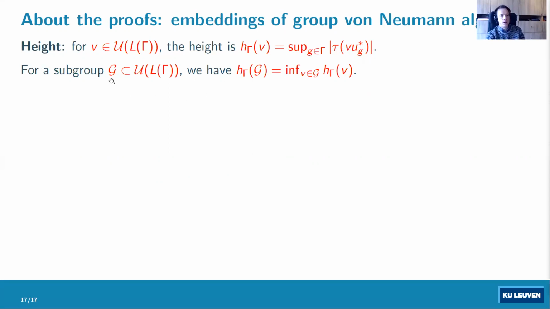And then when I have a subgroup of unitaries, I define its height as the infimum of all these maximal Fourier coefficients. So now try to think what this means. If G is a subgroup of unitaries with positive height, these unitaries can, of course, live on several group elements, but they still have to have certain concentrations on not too large subsets. Anyway, that's the notion of height.